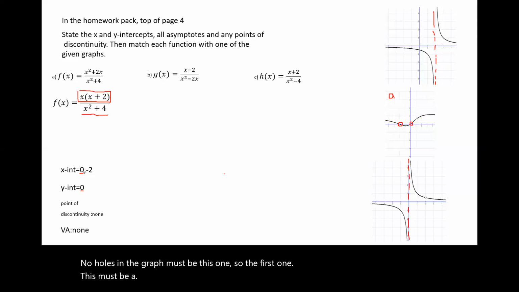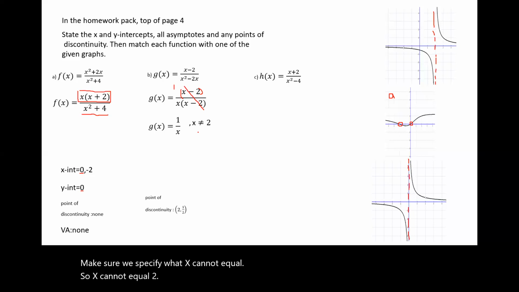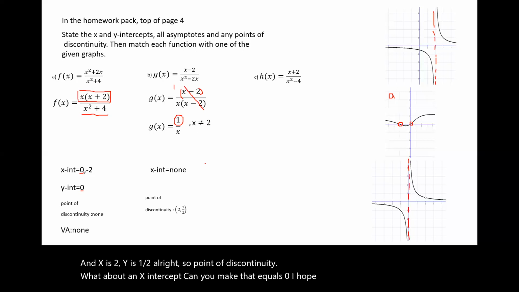Okay, let's try the next one. Start by factoring. Anything we can eliminate? Make sure we specify what x cannot equal. So x cannot equal 2. That immediately gives us a point of discontinuity. And when x is 2, y is a half. All right, so point of discontinuity. What about an x-intercept? Can you make that equal 0? I hope not. So no x-intercept.